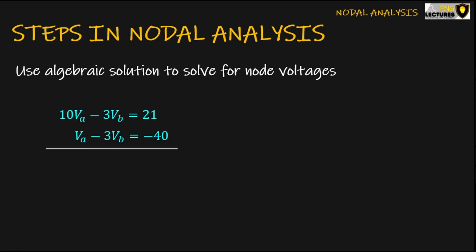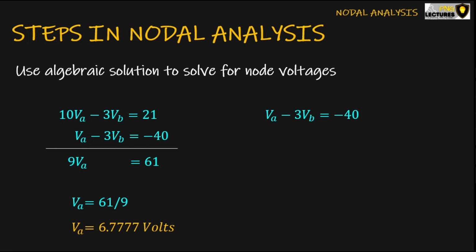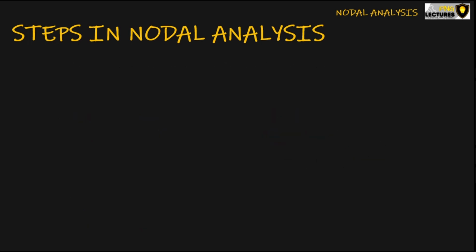If we subtract the two equations from each other, then we get 9VA equals 61. So VA is equal to 61 over 9, which is 6.7777 volts. Now that we know VA, we can substitute that back into equation number 2 and solve for VB. VB is equal to 15.5926. Therefore, the values of VA and VB are 6.77 volts and 15.5926 volts, respectively.